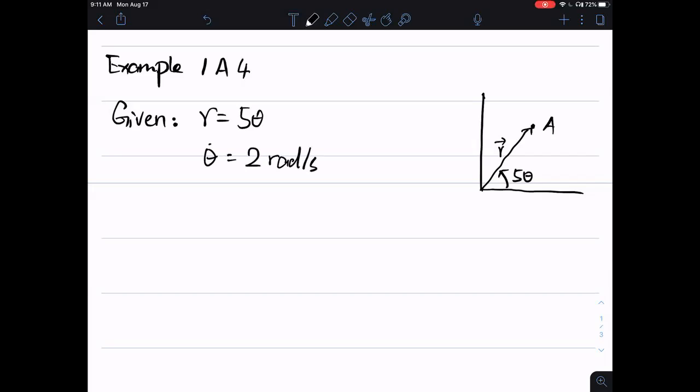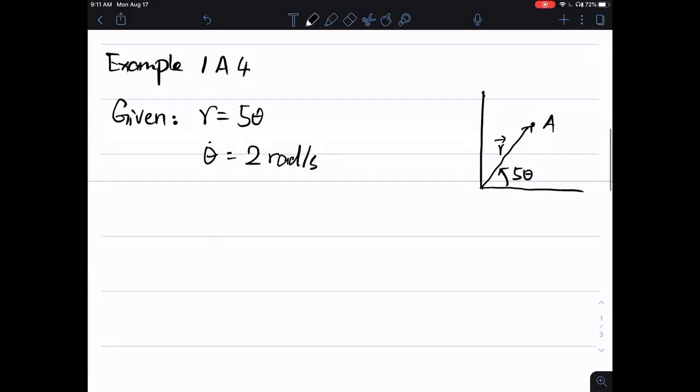All right, so for this problem, same thing for your homeworks. Have the given, have the fun, and draw the figures. Here for given conditions, we have R, which is the radius. It's given as a function of theta, R equals 5 theta. And theta dot is given as a number value, 2 radians per second, and which is a constant.